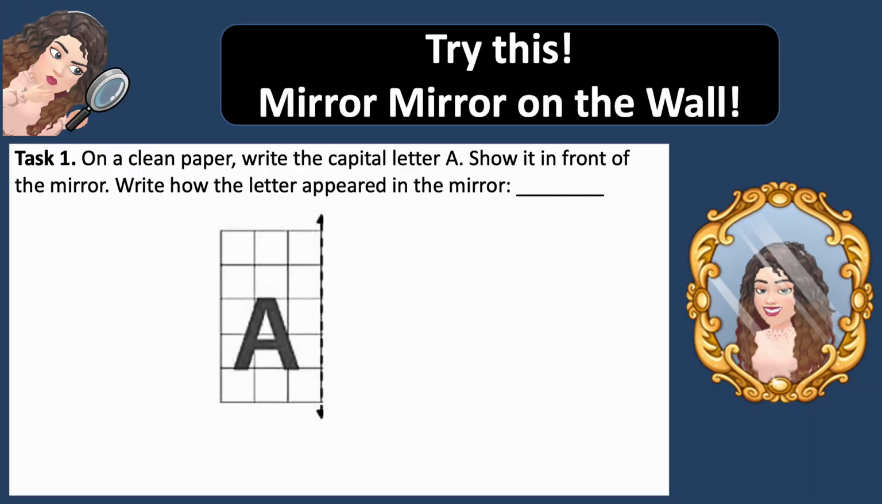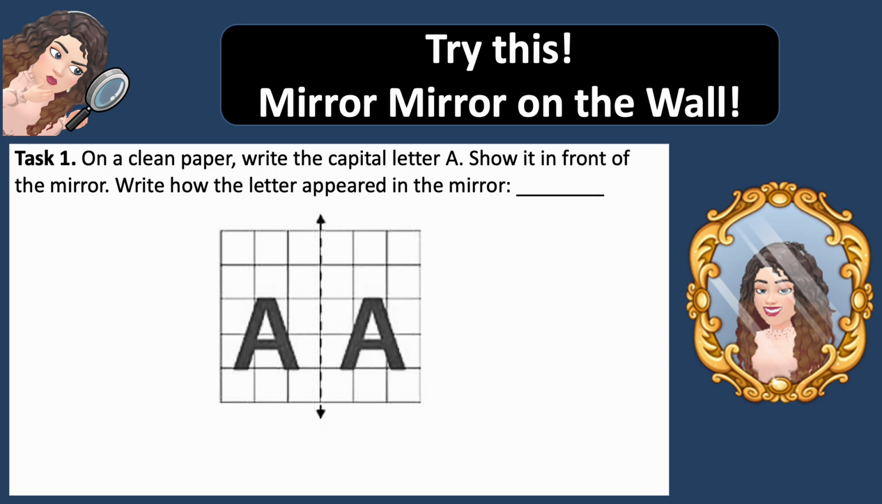For task 1, what changes do you observe in the letter A from left side to the right side? When you look at the reflection of the capital letter A, you'll notice it looks exactly the same as the original letter. And this is what we call symmetry. It is when a shape can be folded in half and the two halves are exactly the same. The line of symmetry is the line that divides the shape into two identical halves.